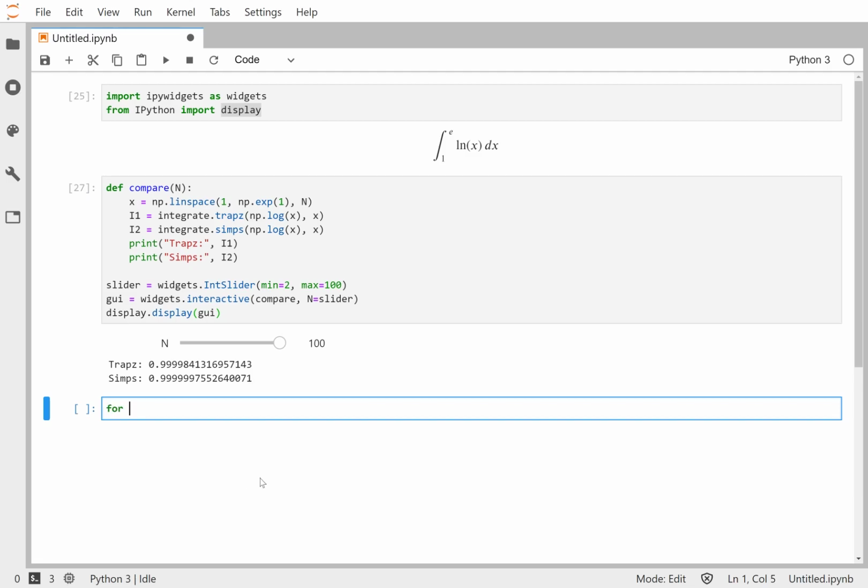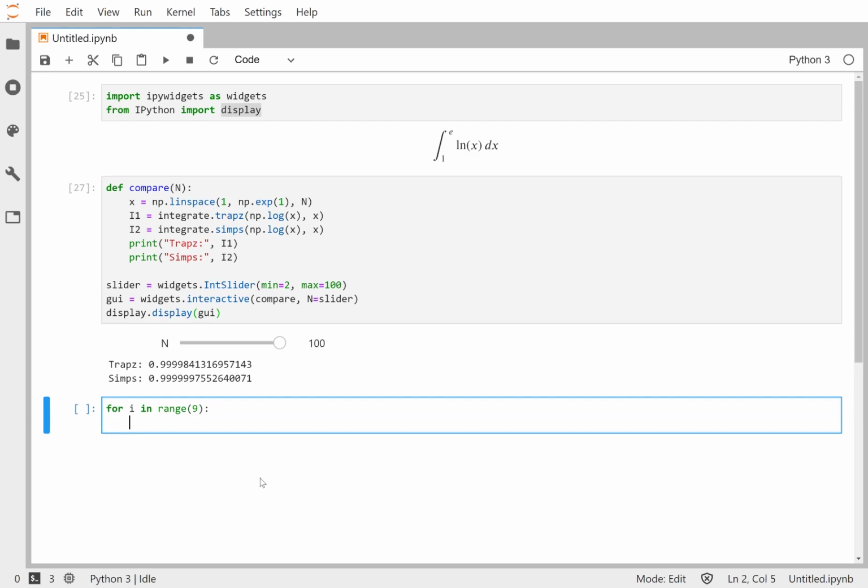We could calculate a similar sort of comparison just with a straight up for loop. So we could do for i in range 9. What I'm thinking here is we're going to do like 10 to the 9 data points. A lot more than you'd want to do with a slider.